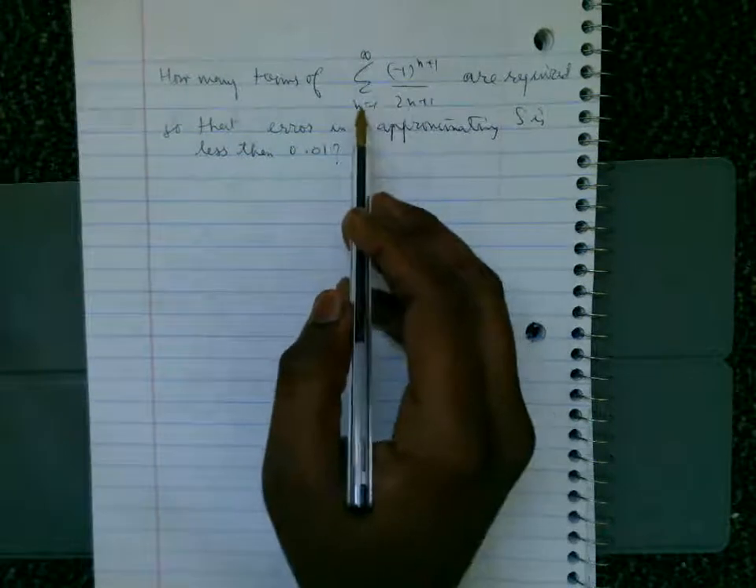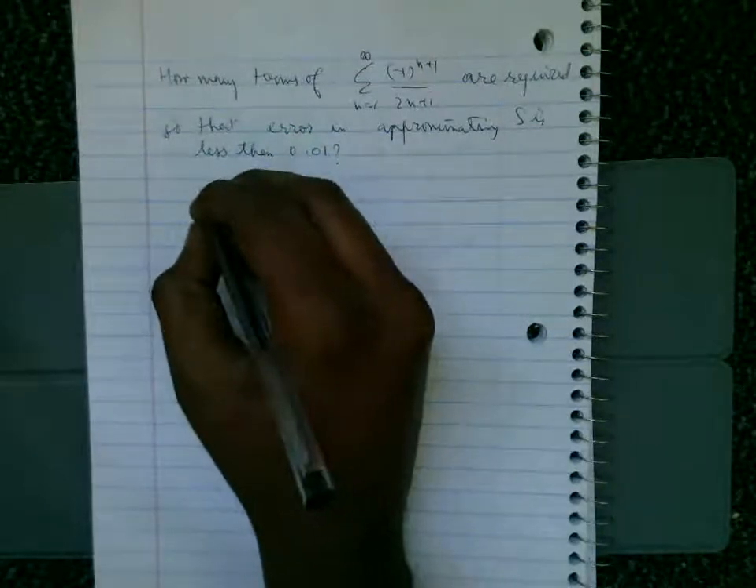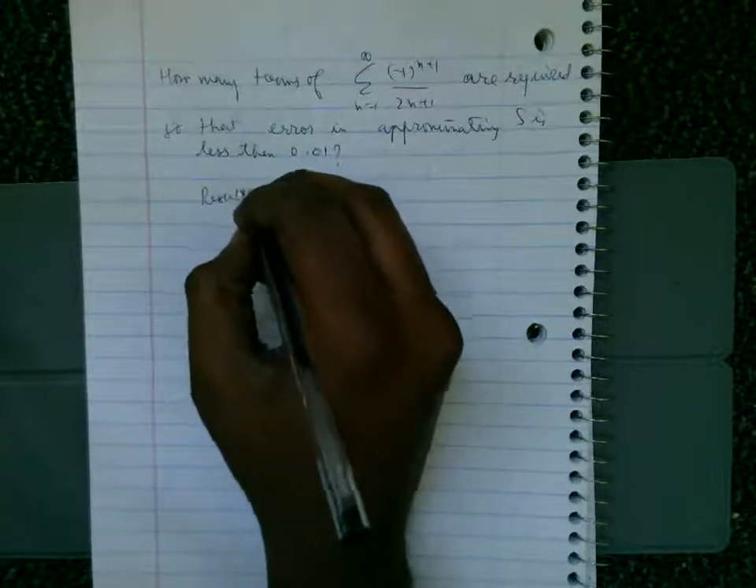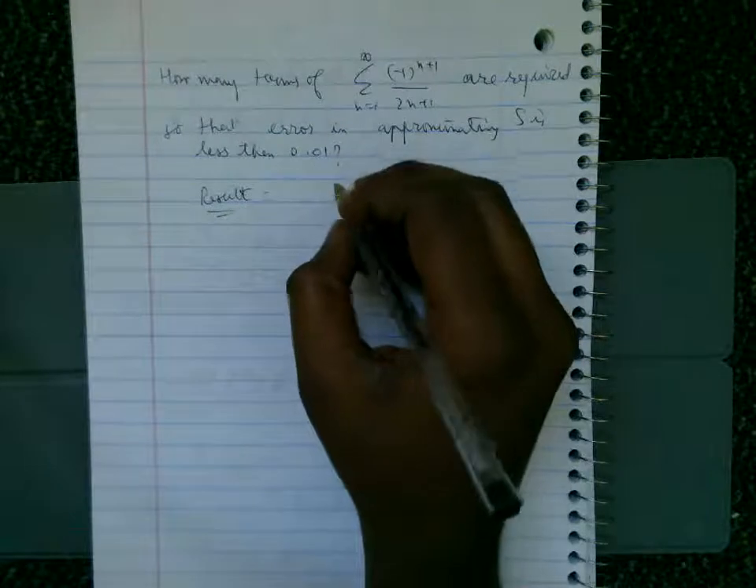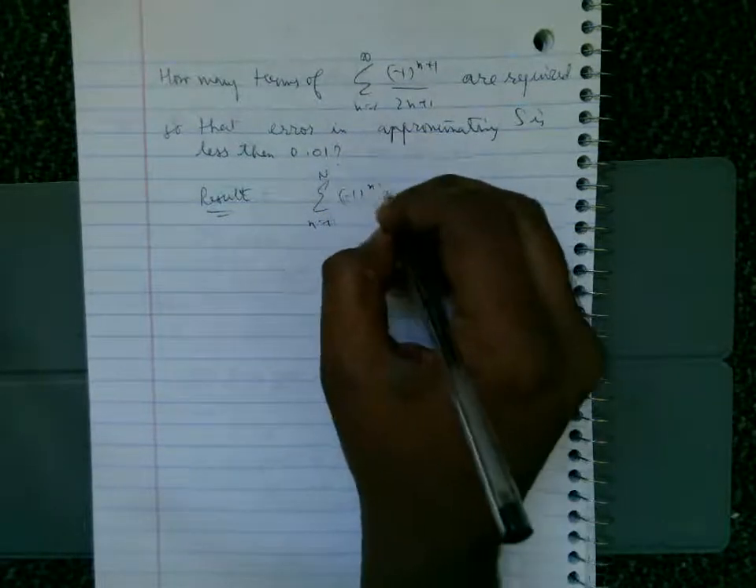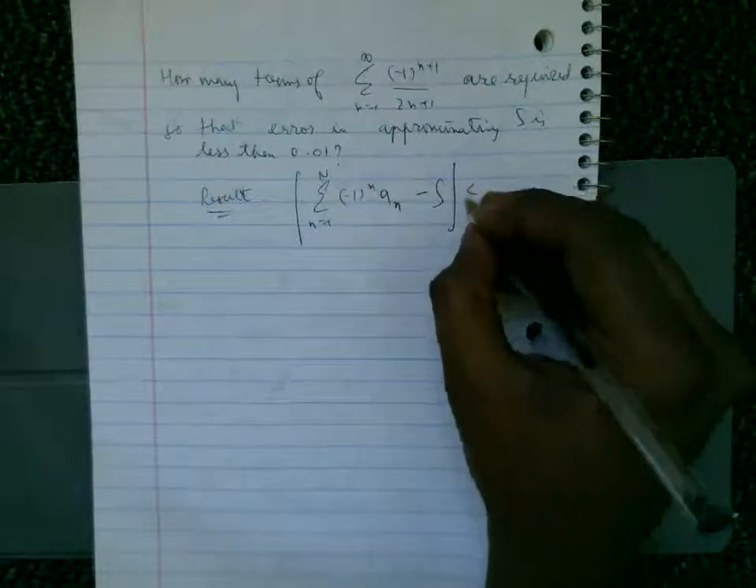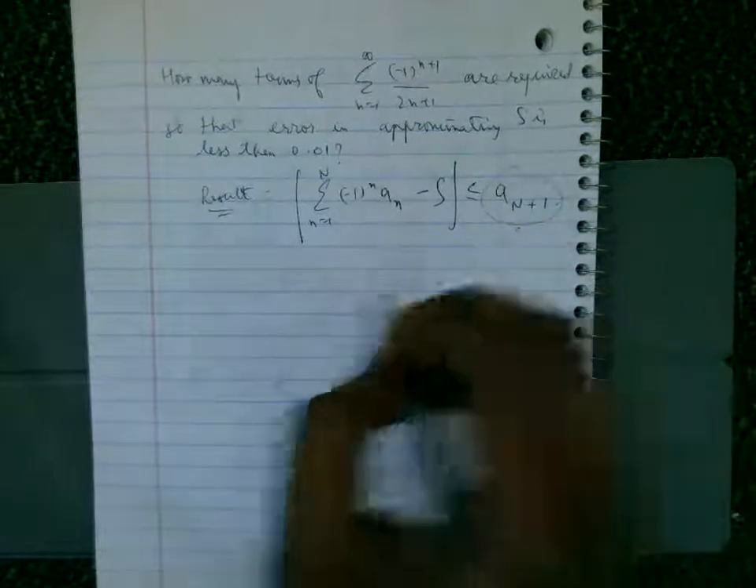So the next question is, how many terms of this series are required so that the error in approximating s is less than 0.01? If you remember the result for alternating series approximation, it states that when you have the following alternating series and you want to take this difference, where s is the total limit and this is the partial sum, then this is less than or equal to an plus 1, and this is the error term.